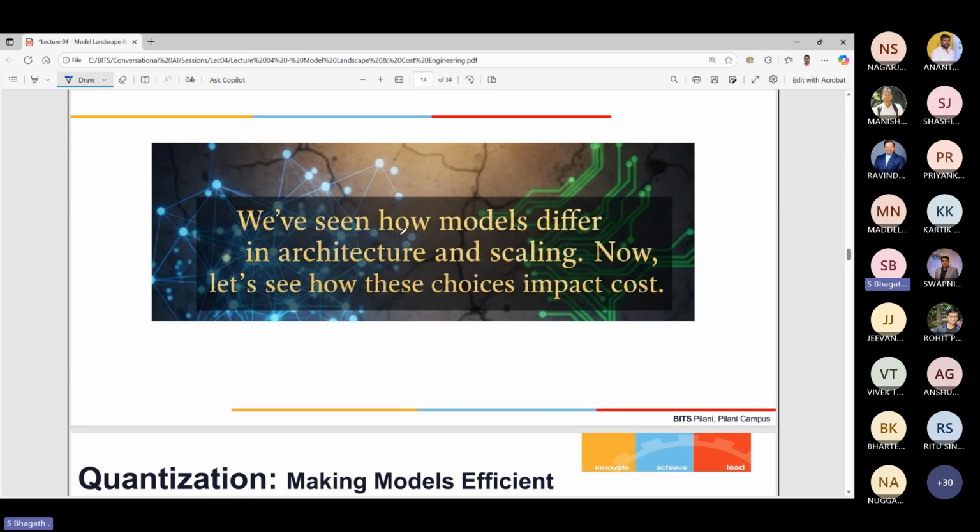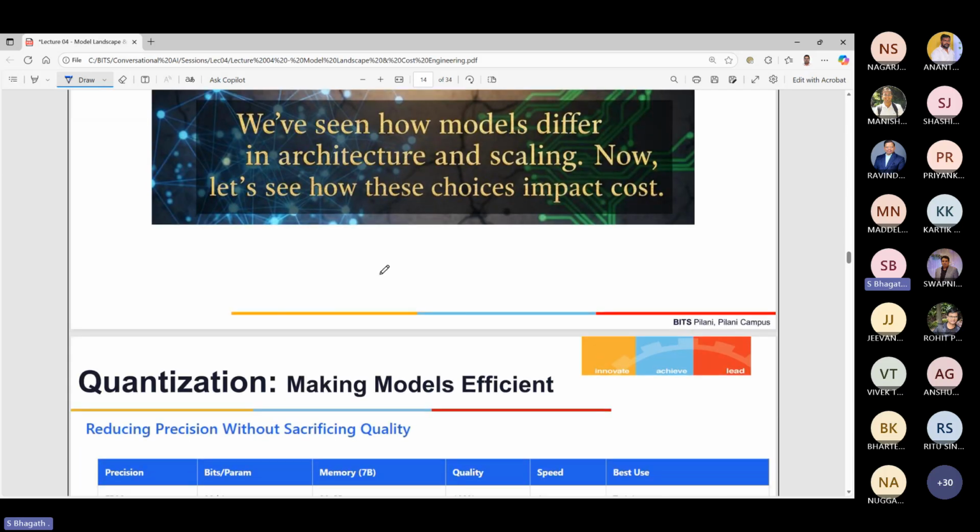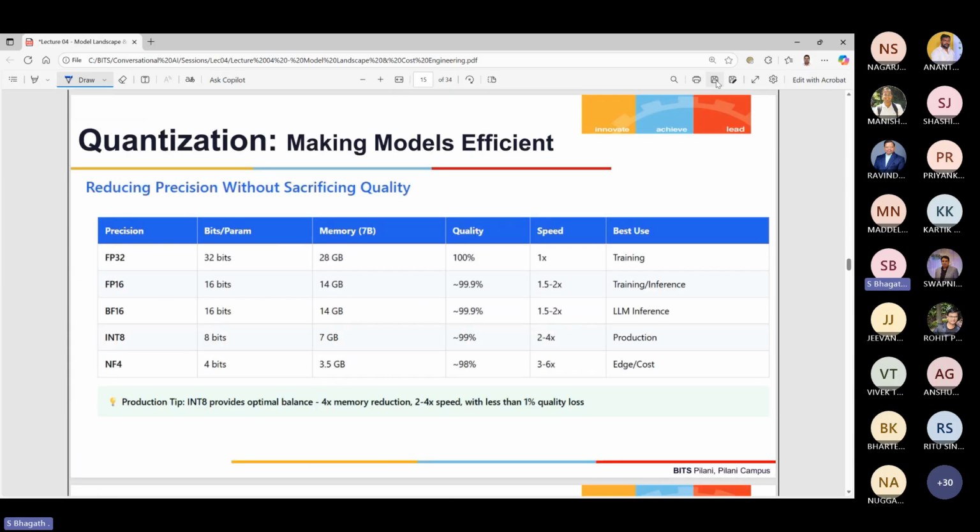So we are seeing how models differ in architecture and scaling. Now let's see how these choices affect the cost part. Okay. So any queries still here? Are you guys learning something?